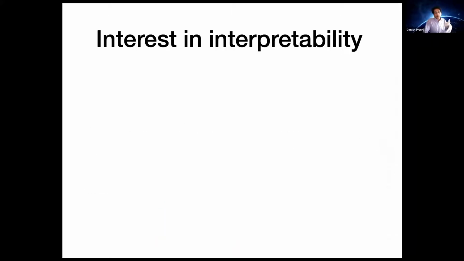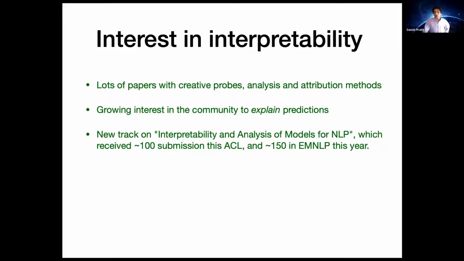And there is a lot of interest in the community. There are lots and lots of papers, analysis, and attribution methods which suggest that, okay, this is the reason why a particular prediction was made. And in general, people have a lot of methods to explain predictions. Very recently, a new track on interpretability and analysis was introduced only this year, and it received over 100 submissions at this ACL, 150 submissions at this EMNLP, and it was one of the most viewed tracks.